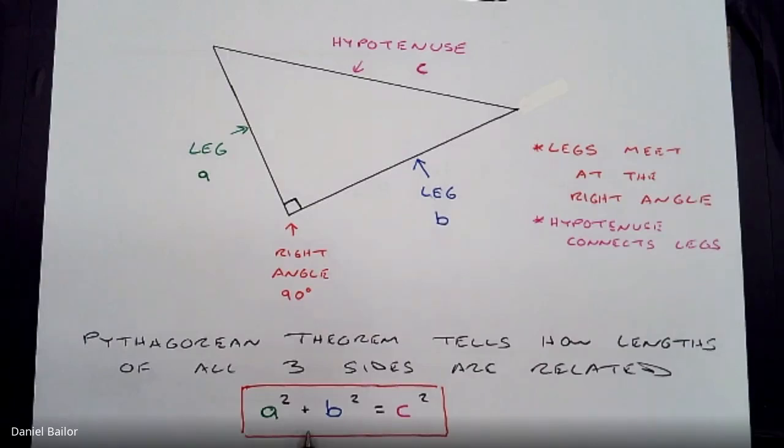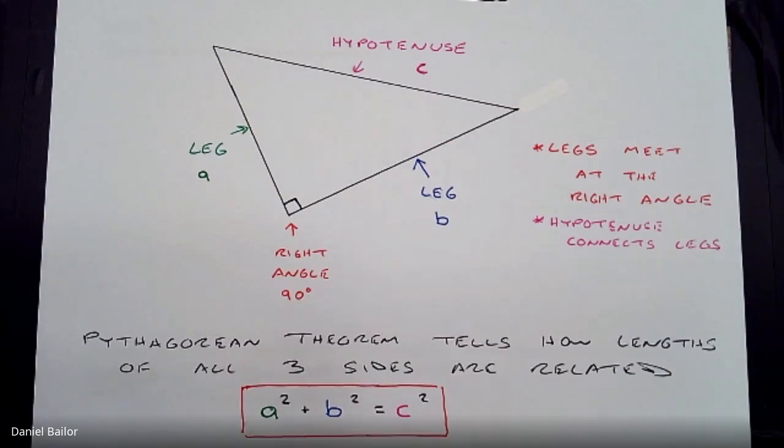And this is the Pythagorean theorem at the very bottom of my page. A squared plus B squared equals C squared. That means, remember, the legs are A and B, and the hypotenuse is C. So you take the length of the leg, you square it, plus the length of the other leg and square it. That gives you the length of the hypotenuse when you square it. A squared plus B squared equals C squared is how we find missing lengths.